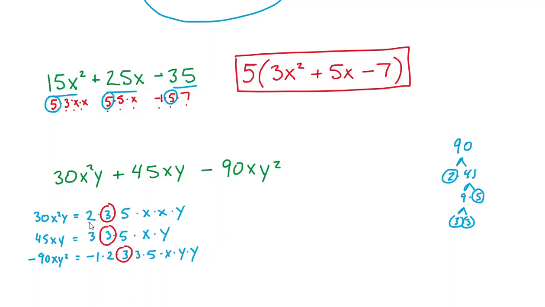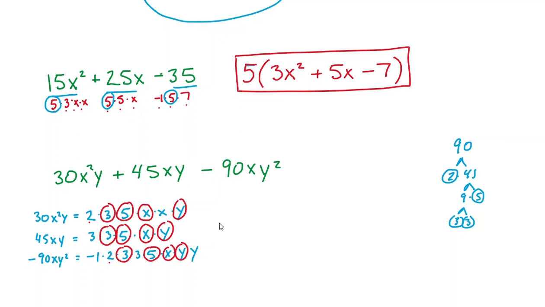The first one has a 2, the second one does not have a 2, and the third one does have a 2, so the 2 is not common to all three. It's common to the first and the last one, but it's not common to the middle one, so I can't pick that as one of my common factors. But the first one has a 5, and the second one has a 5, and the third one has a 5. So 5 is part of the greatest common factor. It is a common factor. Notice that each term had at least one x in it, and then each term had at least one y in it.